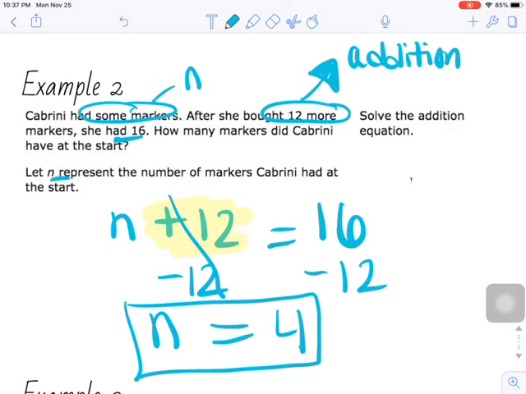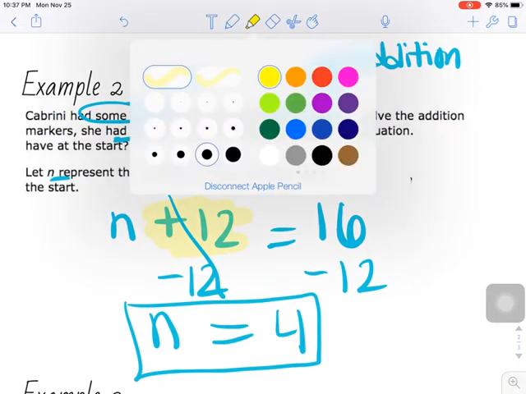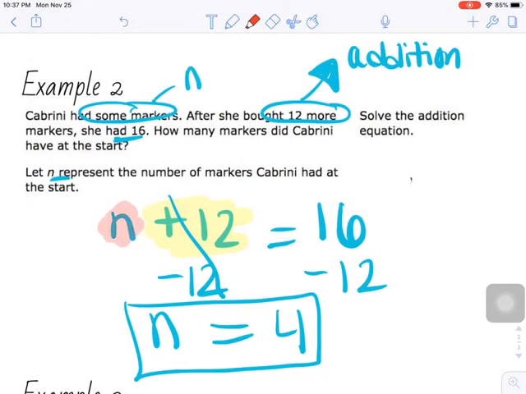So thinking about what is the opposite of addition. How can I undo that operation? I'm going to subtract. Make sure whatever you're doing to one side of the equation, you want to do to the other. And our whole point here is that we want to get our n, our variable, all by itself so that we can solve for it.